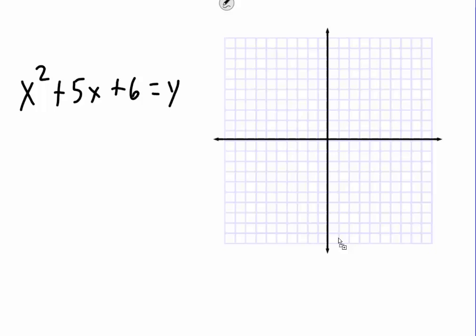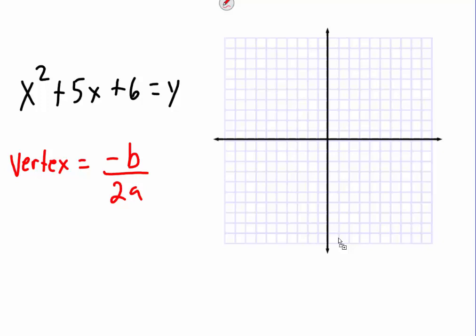All right, so the first thing I want to do is find this vertex. The formula for the vertex is negative b over 2a. Now, for some of you that already looks familiar. For others of you, that will look familiar in the very near future.